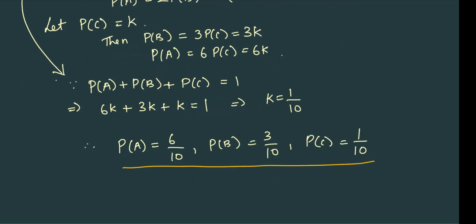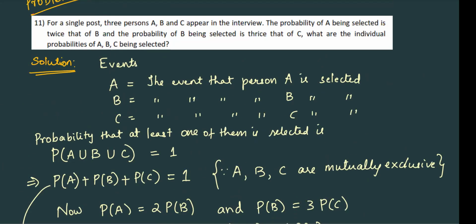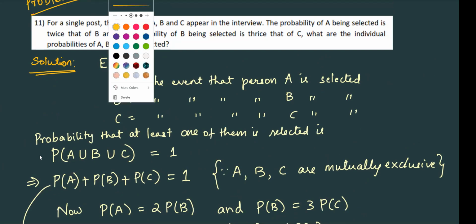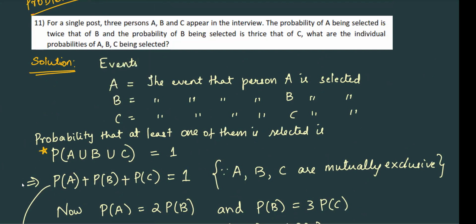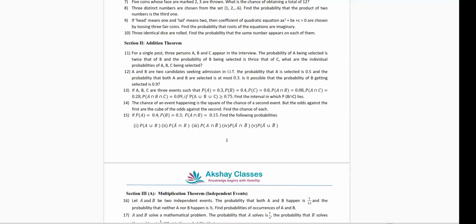Okay, so this is the result. 6 over 10 or 3 by 5, 3 by 10, 1 by 10. Clear how we solved? There are two things which are silently said in this problem. One is that definitely one of them will be selected, and that these events are exclusive; it is up to us to judge whether they're exclusive or not. All right, clear? We'll proceed to the next.